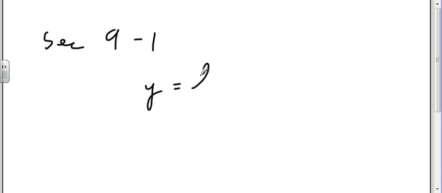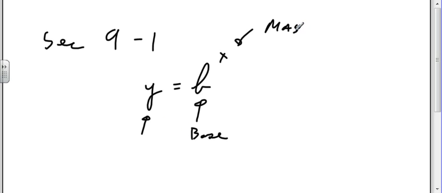All right, so 9.1 has to do with exponentials. So I have y is equal to b to the x. We call it b because we're going to call this the base. What are we going to call this guy here anyway? Let me think. This guy up here, I think we call him the mantissa. M-A-N-T-I-S-S-A. Yeah, probably not. We probably just call him the exponent. Anyway, that's why it says b for base.